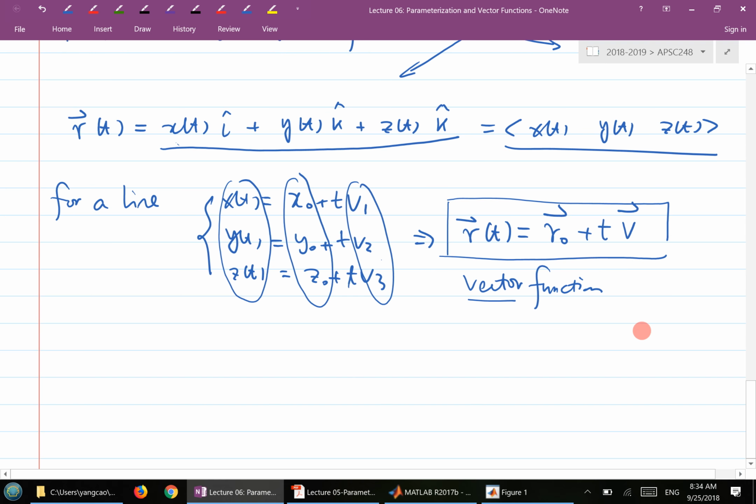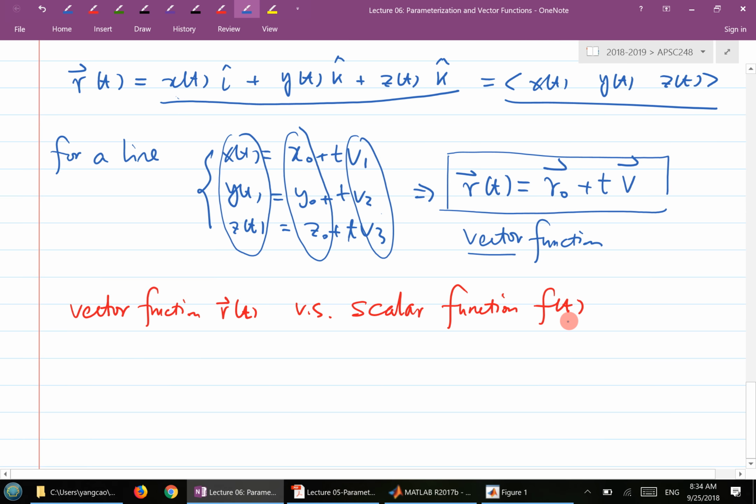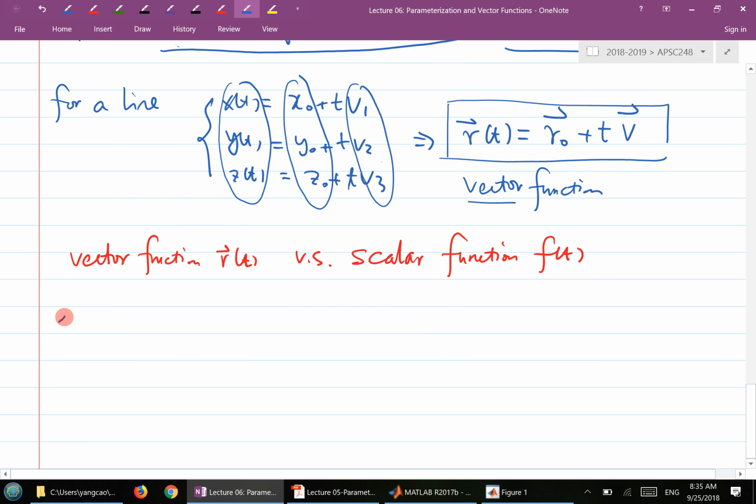So maybe I should emphasize vector function. Make sure you see the difference versus the scalar function. Of course it's different because for a scalar function, when you plug in a t, you get back a scalar value. In the vector function, when you plug in a t, you get back a vector. That's a fundamental difference. So let's look at the derivative.